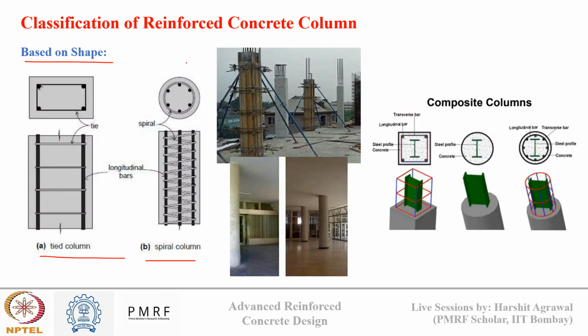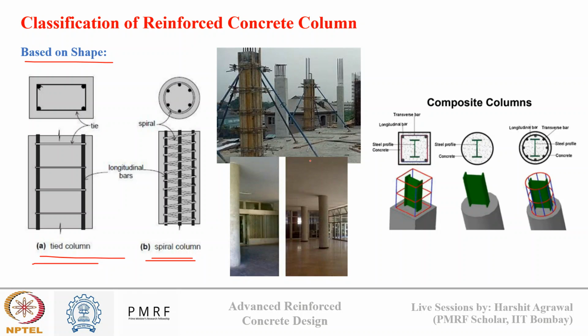In a spiral column, these are circular columns where ties are provided in a circular shape, and the longitudinal reinforcement is distributed along the entire cross section of the column. Among these two types, the choice of whether we make a spiral column or a tied column depends from structure to structure, on the aesthetic demand or the availability of area, and any other factors can also contribute.